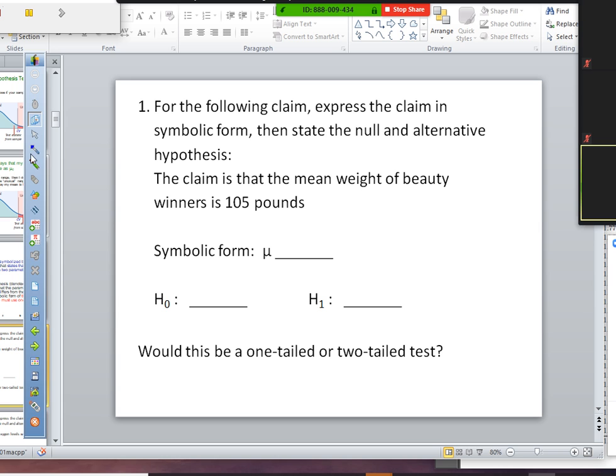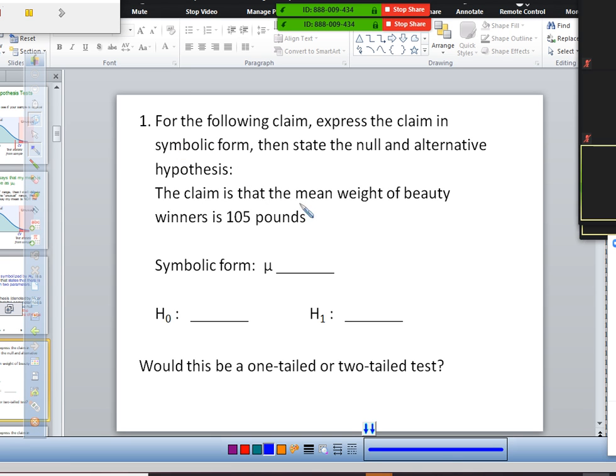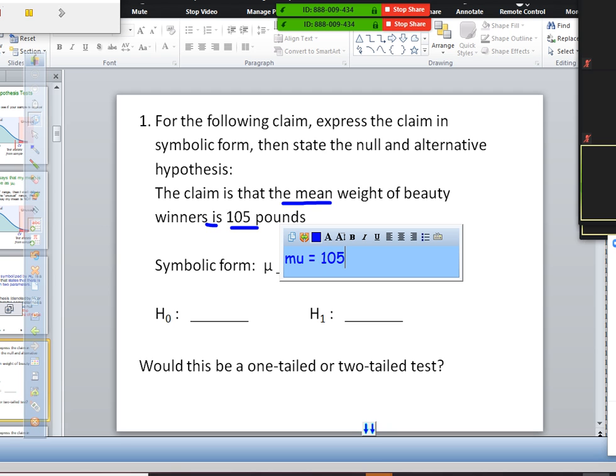So here is your first quiz. And we're going to read through this. Let's see. My claim is, the mean weight, in other words, mu, equals 105. Mu equals 105. That's your symbolic form. It's hopefully pretty clear on that one. So here my claim is that mu equals 105.